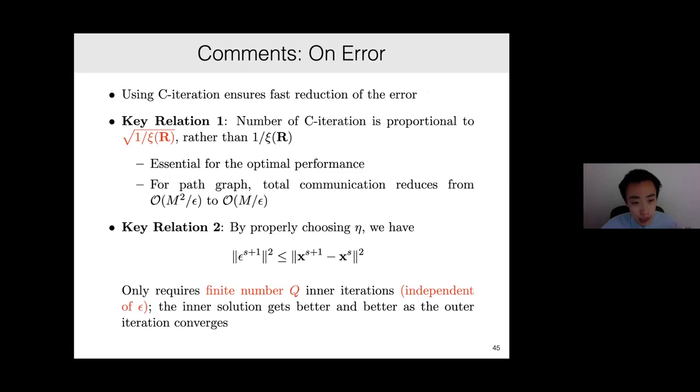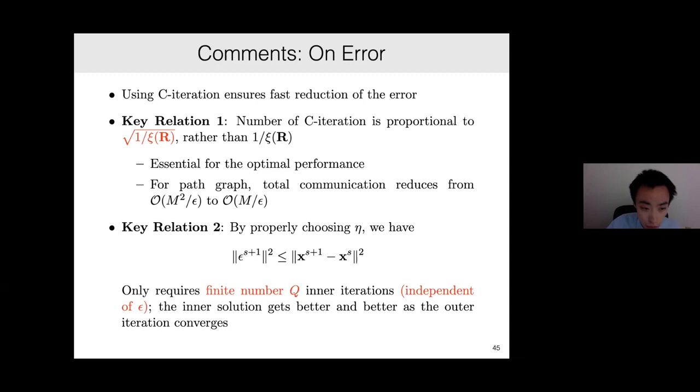The second relation is that by properly choosing eta, we can show that epsilon can be bounded by the difference of the iterates. This means we only require a finite number of Q inner iterations for each outer iteration, independent of epsilon. We don't need the number of inner iterations to increase to infinity; we only use a fixed number of inner iterations, and the inner solution gets better and better as the outer iteration converges. This makes the algorithm more practical.